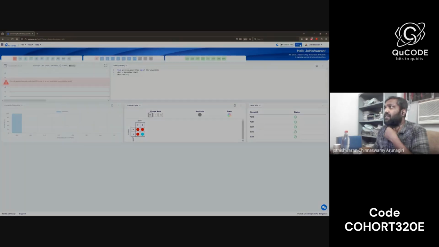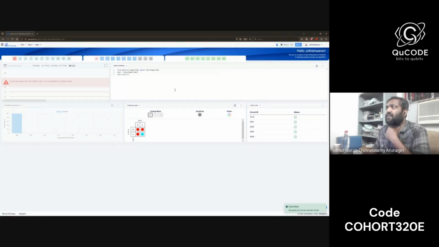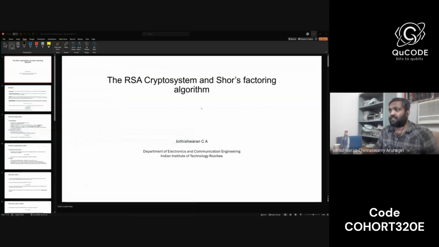Right. Try running this on, yeah, sure, a CPU cluster. Why not? So at the start of this session, I've run an instance of Shor's algorithm to factor the number 143. Okay, so it's not a very large number, it's not a very difficult number to factorize. Let us see what happens.